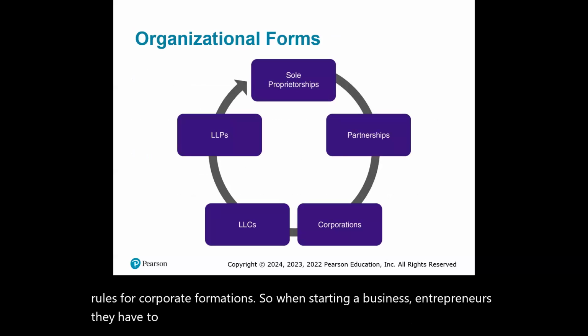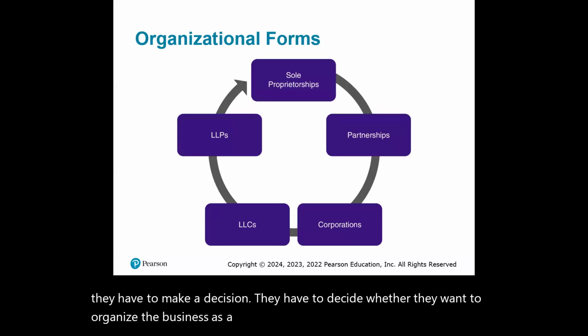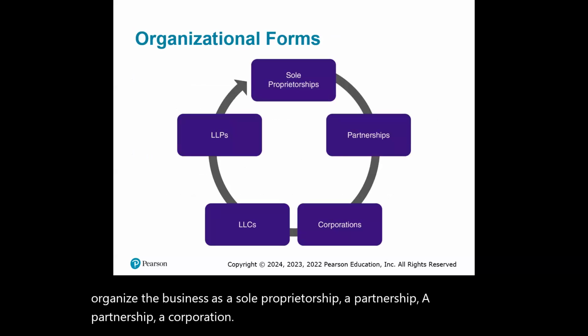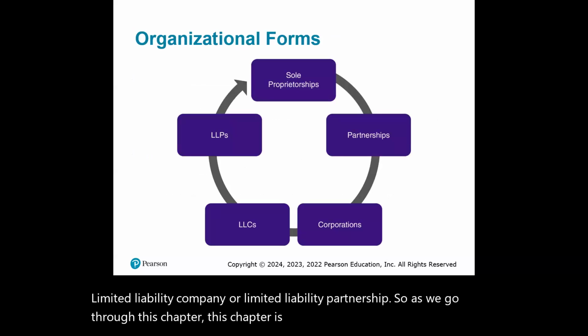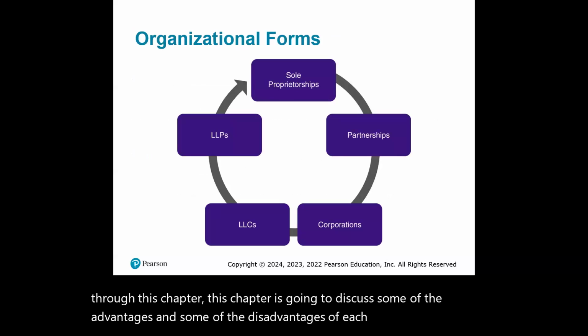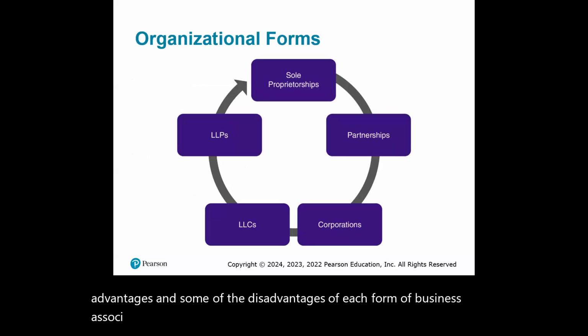So when starting a business, entrepreneurs have to make a decision. They have to decide whether they want to organize the business as a sole proprietorship, a partnership, a corporation, a limited liability company, or a limited liability partnership. As we go through this chapter, we'll discuss some of the advantages and disadvantages of each form of business association, because as we know, much like with anything in life, there are pros and there are cons.